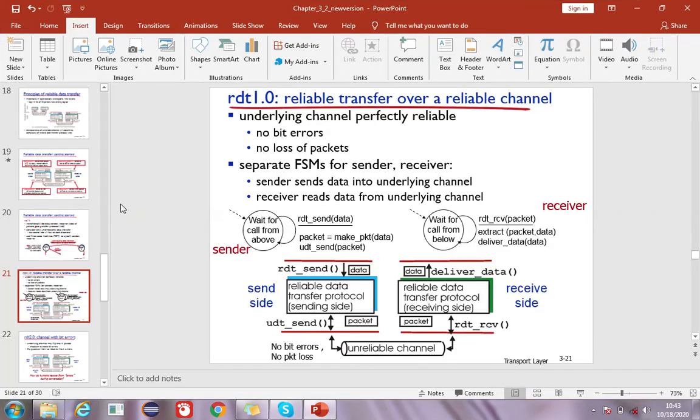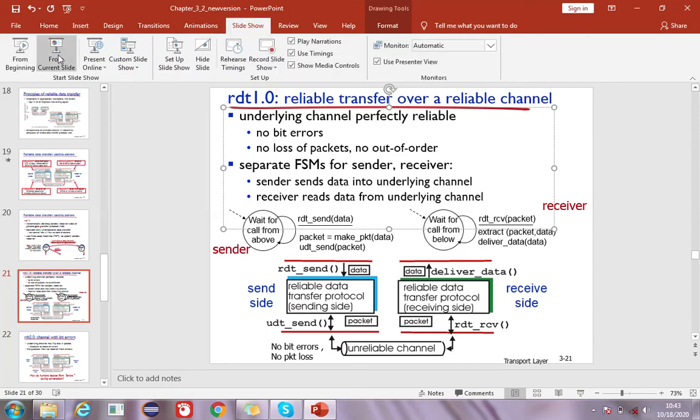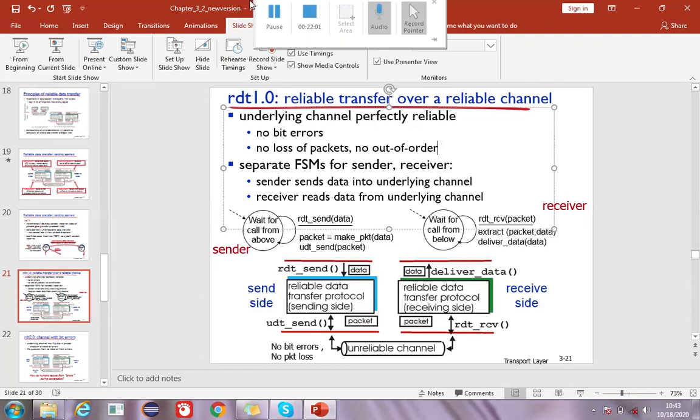There is no bit error, there is no packet loss, and there is no out of order. We will discuss it in the next video.